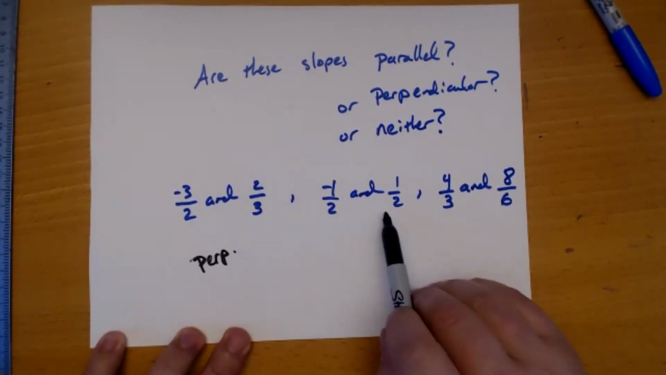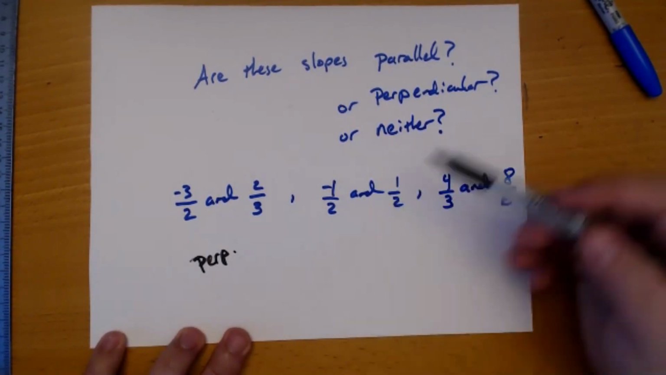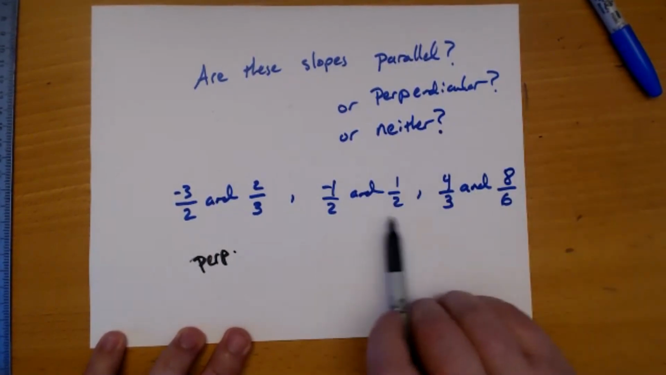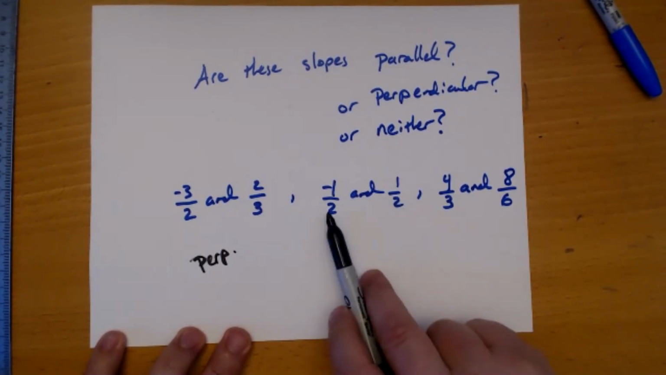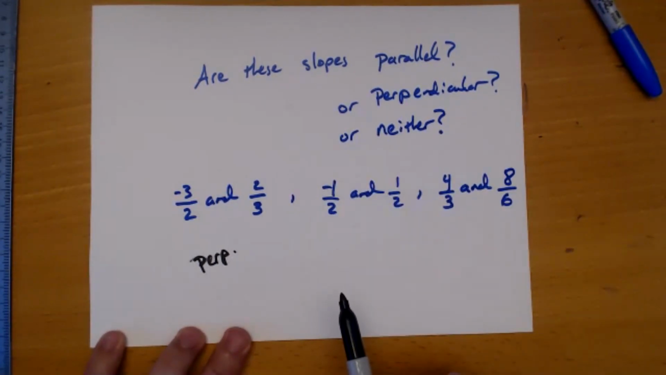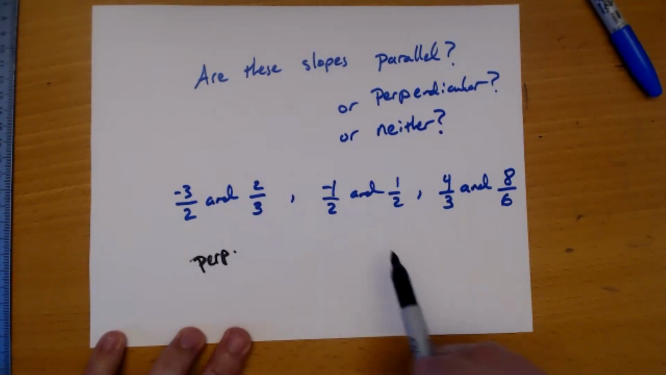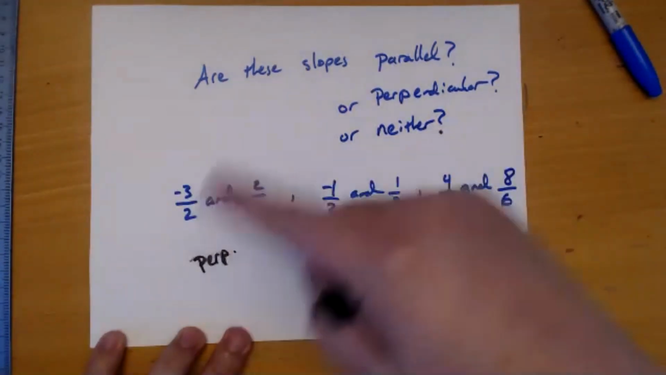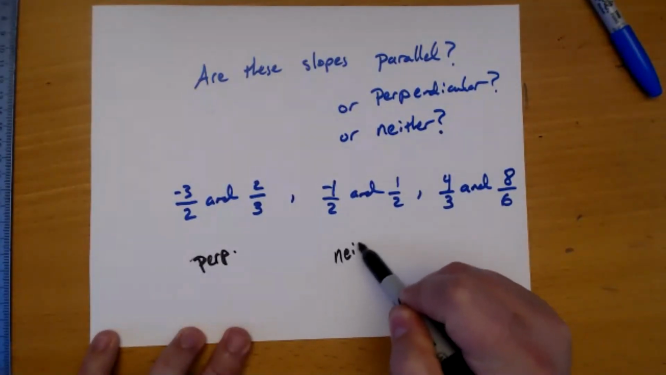What about these two? Are they the same, or are they negative reciprocals? When you flip the fraction, it's called a reciprocal. Is this parallel or perpendicular or just nothing? They kind of look parallel, but one's negative and one's positive. They're not the same, are they? And we didn't turn them upside down, did we? So this is neither.